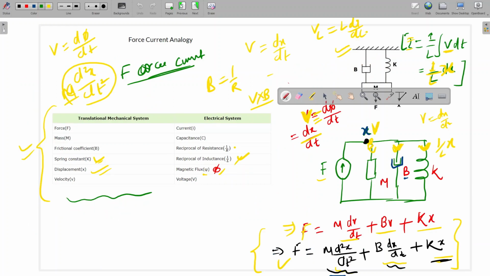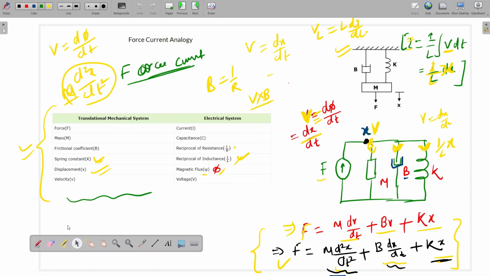See, I will explain them. So this table we should know. This is the force current analogy. Two analogies are there, but as per my knowledge, this is easier, so I'm following this one. You can follow the force voltage analogy also; if you want that one, I will discuss it in the next class. So this is the force current analogy.